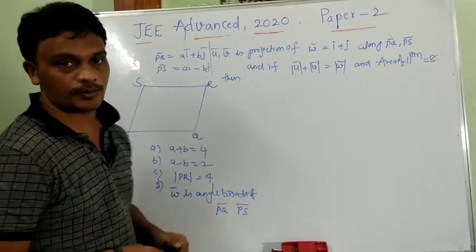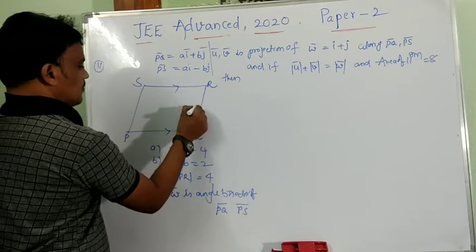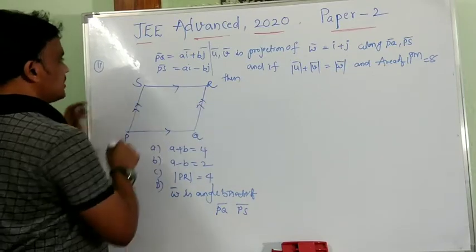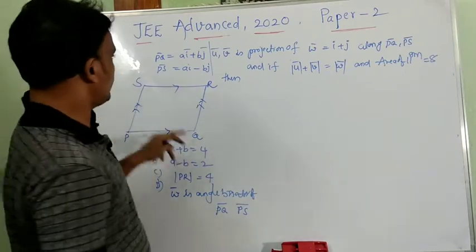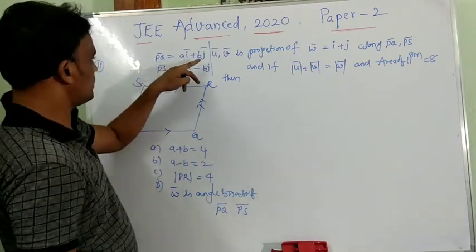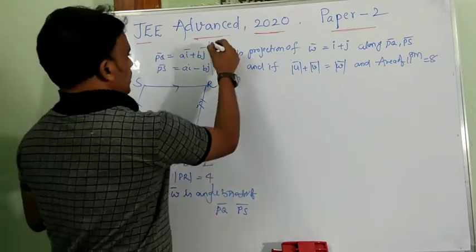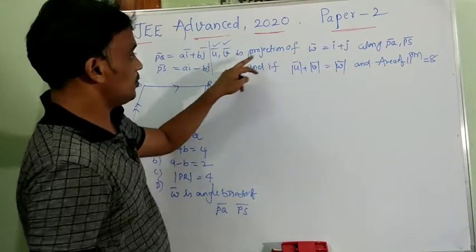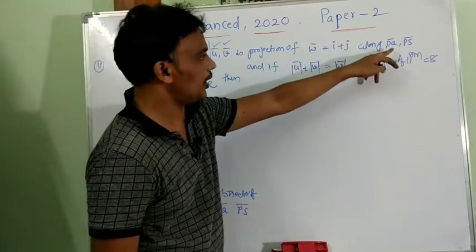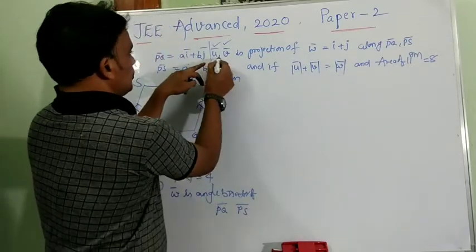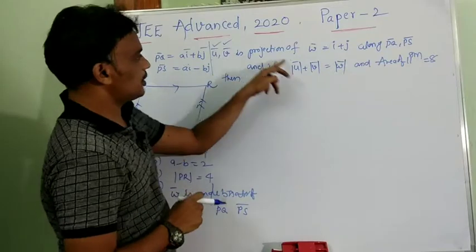Yeah, here is one more problem. PQRS is a parallelogram, and PQ and PS adjacent sides are defined as ai plus bj and ai minus bj. U and V are two vectors which are the projections of W, which is i plus j, along PQ and PS. So U is the projection of W on PQ, and V is the projection of W on PS.